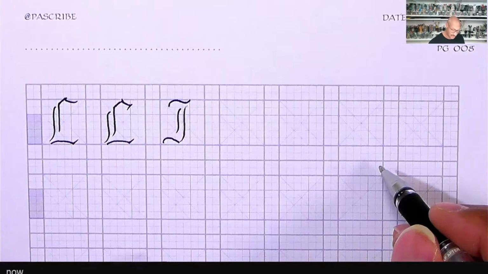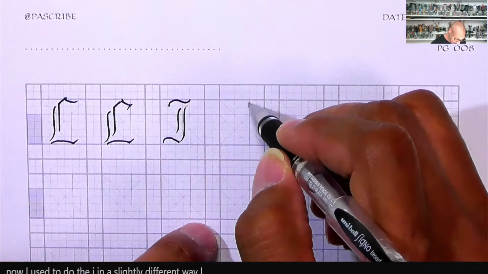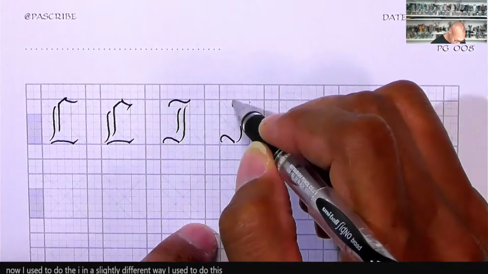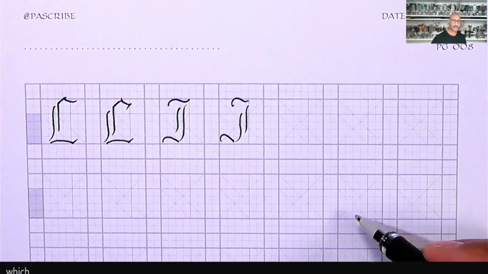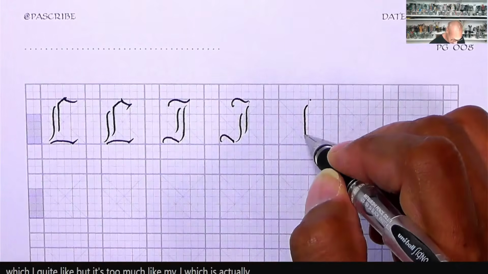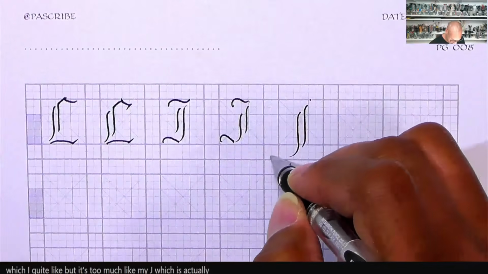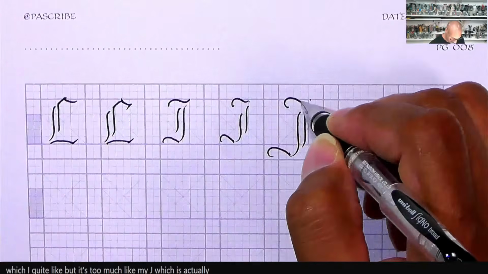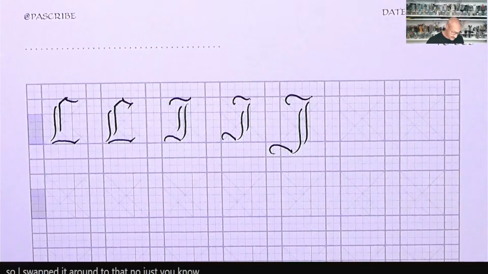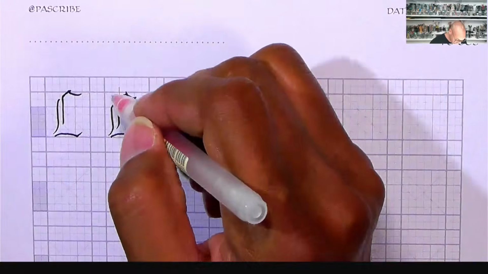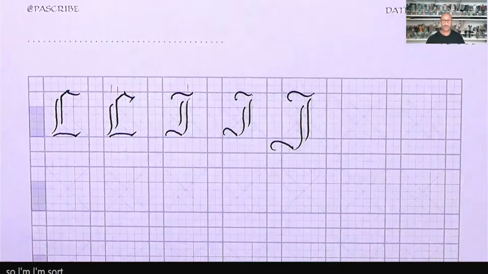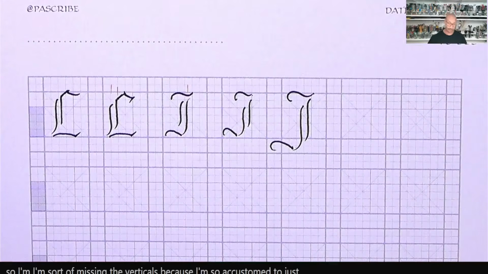Now, I used to do the I in a slightly different way. I used to do this, which I quite like, but it's too much like my J, which is actually this. So I swapped it around to that. Now, just pay attention to what's happening with these verticals. So I'm sort of missing the verticals because I'm so accustomed to just writing them.